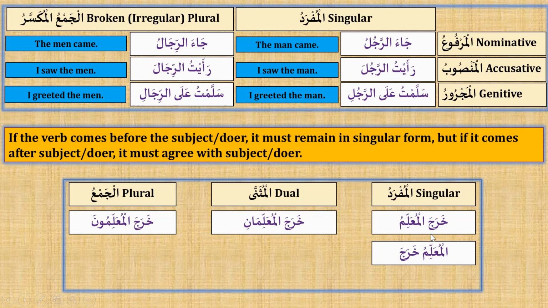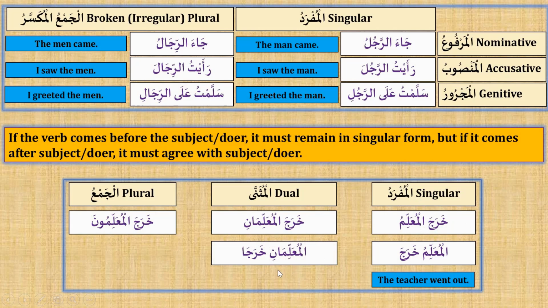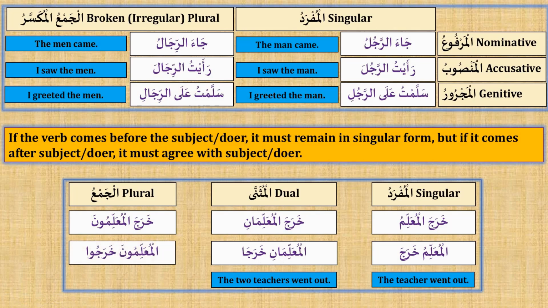المعلم خرج, both mean the teacher went out, but it is more accurate to say it in the first way. المعلمان خرجا, the two teachers went out, and the plural is المعلمون خرجوا, the teachers went out, more than two teachers. As we see, if the verb comes after the subject, it must agree with the subject, meaning it must be the same as the subject in terms of singular, dual or plural. المعلمان خرجا, المعلمون خرجوا. That's all for today's lesson.